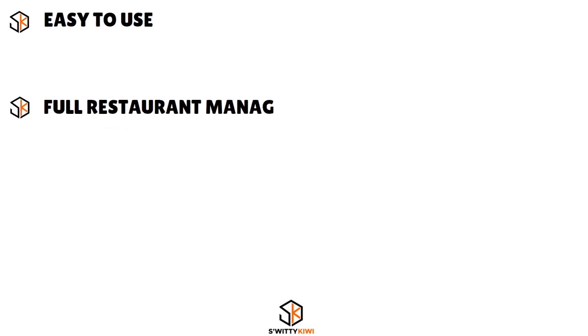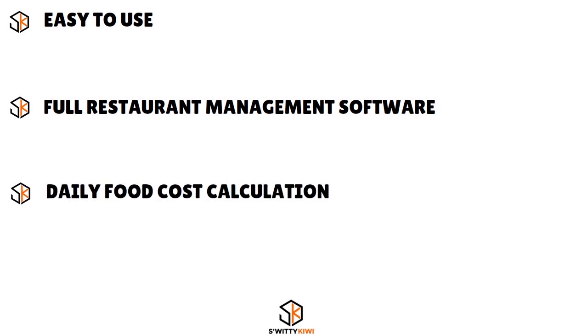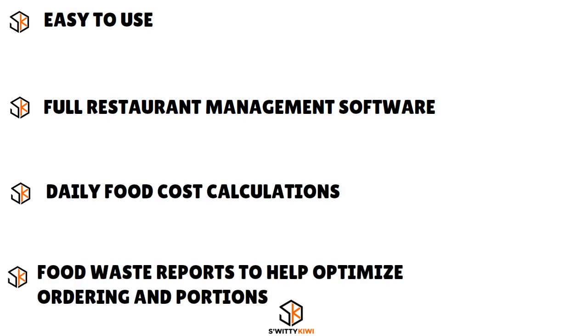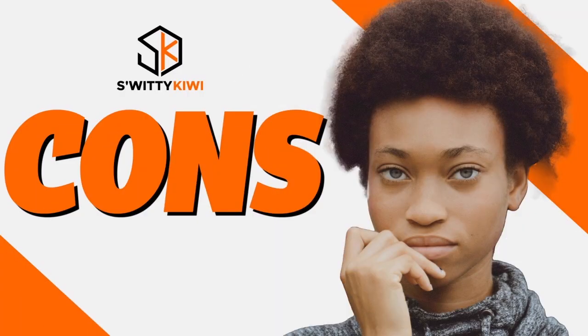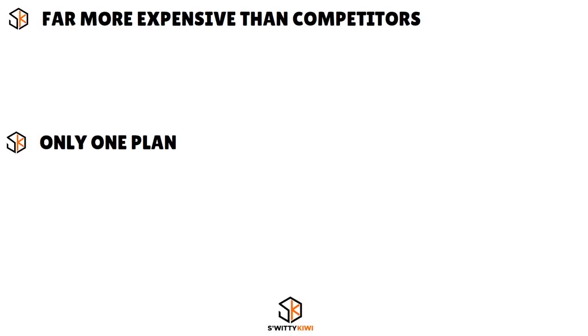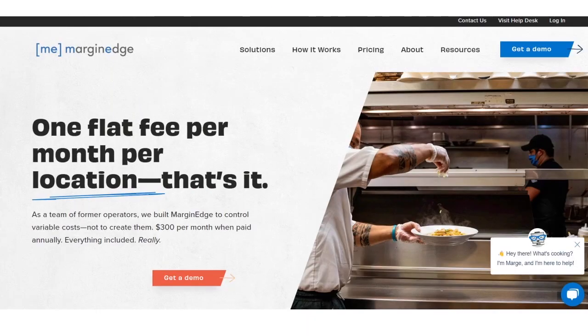What about the pros and cons here? Pros first. You have a tool that's very easy to use, full restaurant management software, daily food cost calculations, food waste reports to help optimize ordering and portions. What about the cons here? This is far more expensive than competitors. You only have one plan and you can't use the previous data. I want you to look right now on the screen. Here is the pricing. You need to contact sales to get more information.